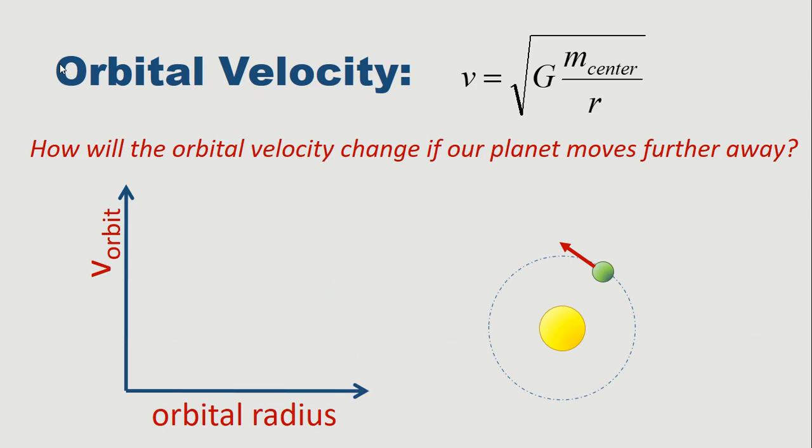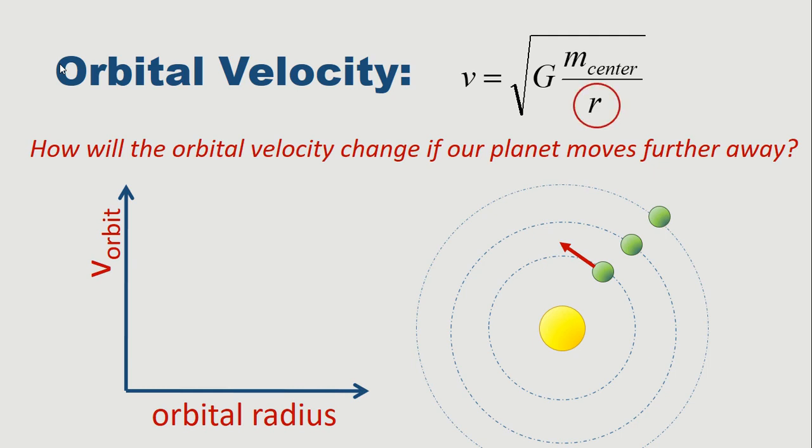First, let's consider how the orbital velocity will change if our planet moves farther away from its star. In order to answer this question, consider where the orbital radius is in our orbital velocity equation. Notice that it is on the bottom of the fraction. That means that as the radius gets larger, the velocity will get smaller. Therefore, as the planet moves farther and farther from the star, the orbital velocity decreases.